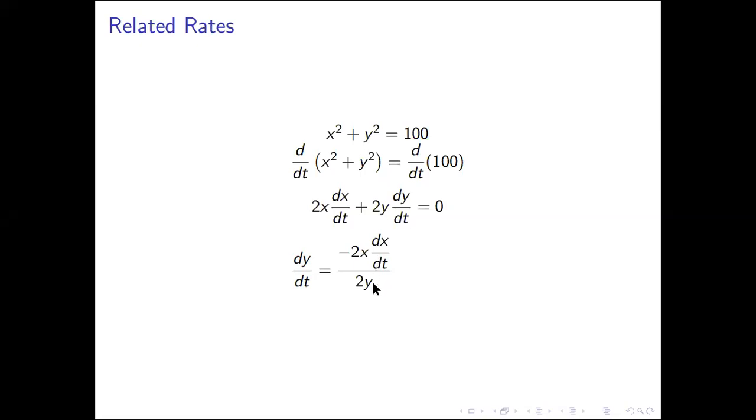Now, it's better if you further simplify so as to not make the substitution complicated later on. So we can rewrite that as follows: negative x over y times dx/dt. Now, to get the rate of change here, dy/dt, which is how fast the top is sliding down the wall, you need several things. You need the value of x at the given moment, the value of y at the given moment, and the rate of change here. Now, that's when you can look back at the problem and see what are given.